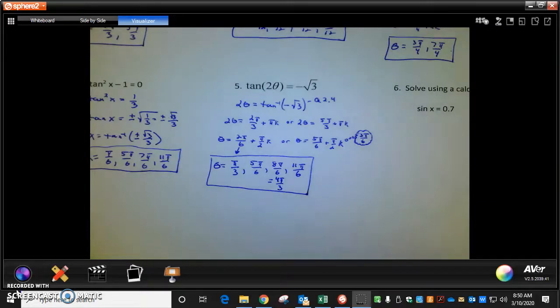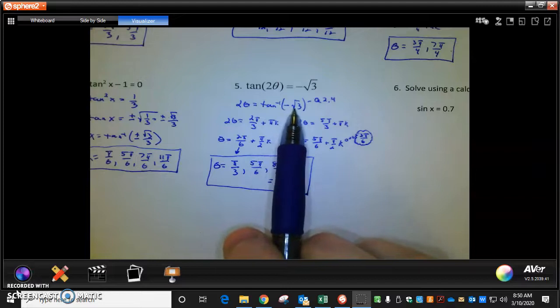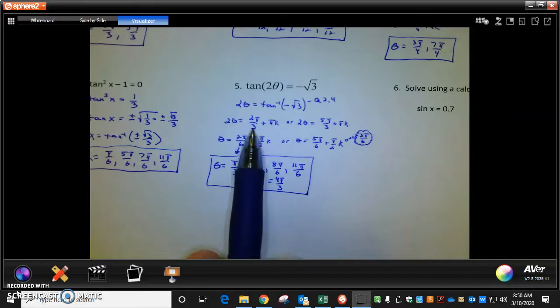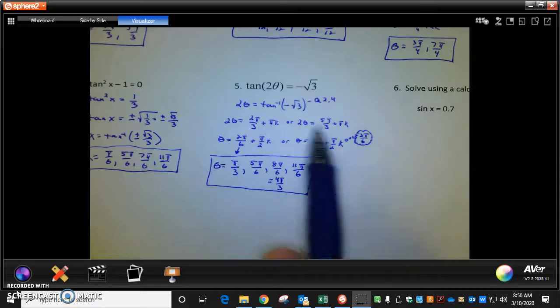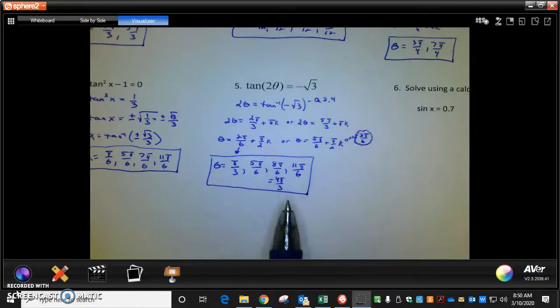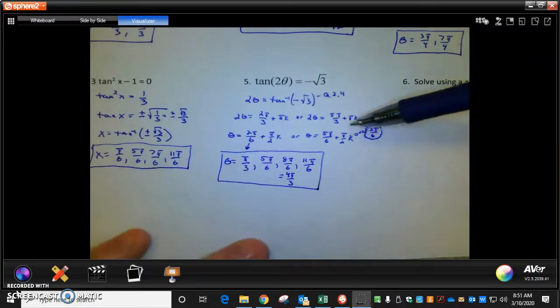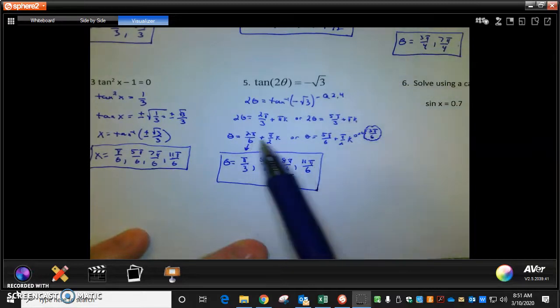All right, so here's my solution. So I moved the tangent over, negative radical 3, tangent is negative in quadrants 2 and 4. So 2 pi over 3 and 5 pi over 3, those are my angles. I added pi k, but then I had to divide everything by 2, which turned the pi's into pi over 2k. It turned the 2 pi over 3 into 2 pi over 6, 5 pi over 3 into 5 pi over 6. And so those are 2 of my answers.